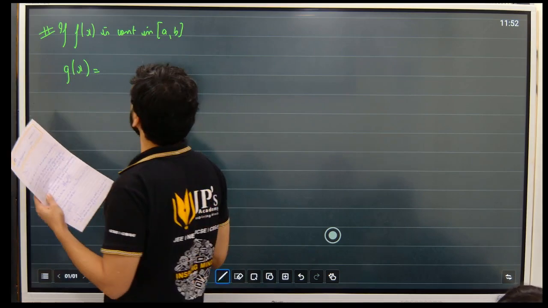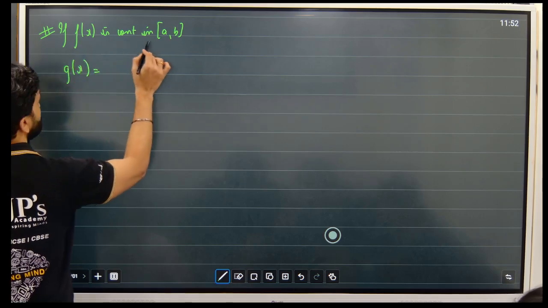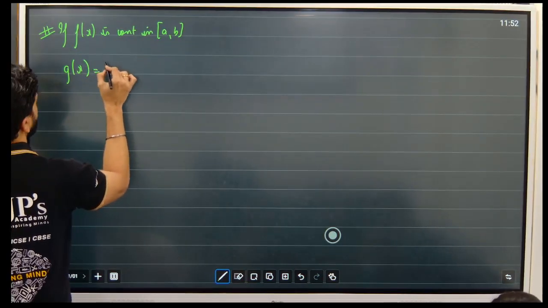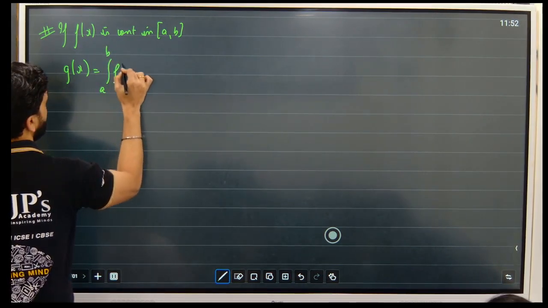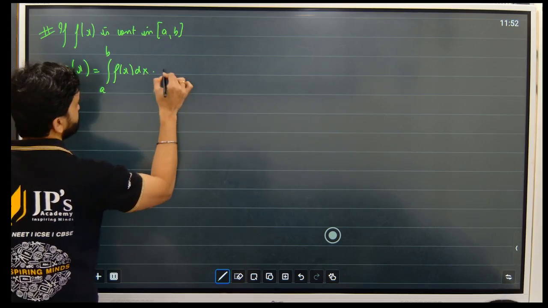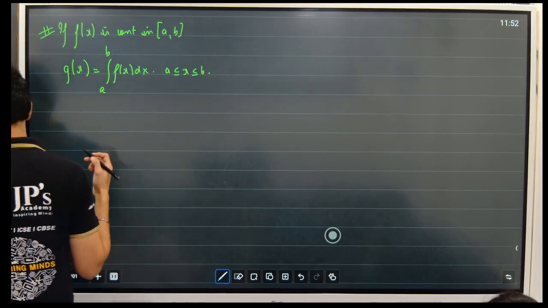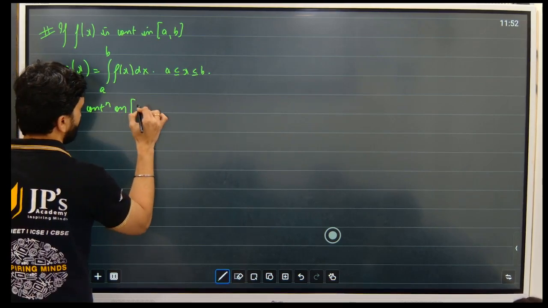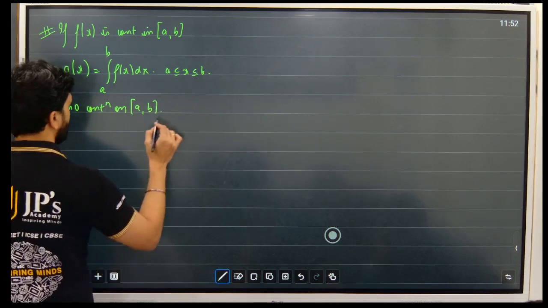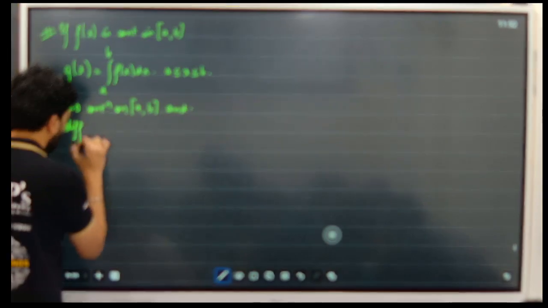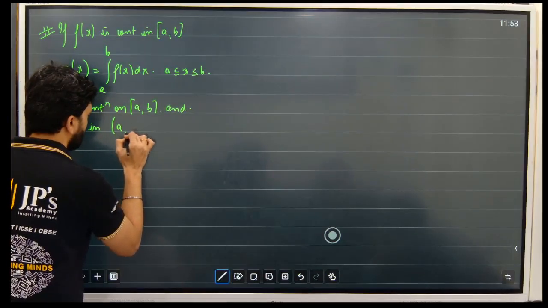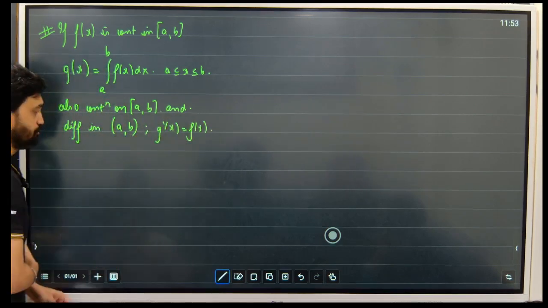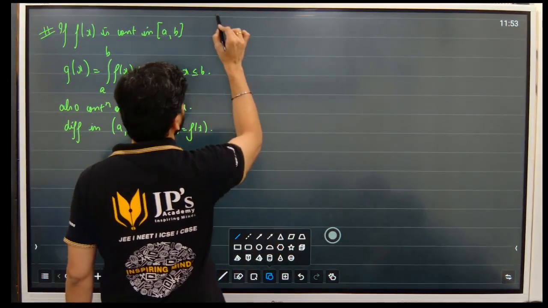Fundamental theorem of integral calculus. If f of x is continuous in the closed interval [a, b], and a function g of x is defined as the integration from a to b of f of x dx, where a is less than or equal to x is less than or equal to b, which is also continuous on [a, b] and differentiable in the open interval (a, b), then g dash x is equal to f of x.